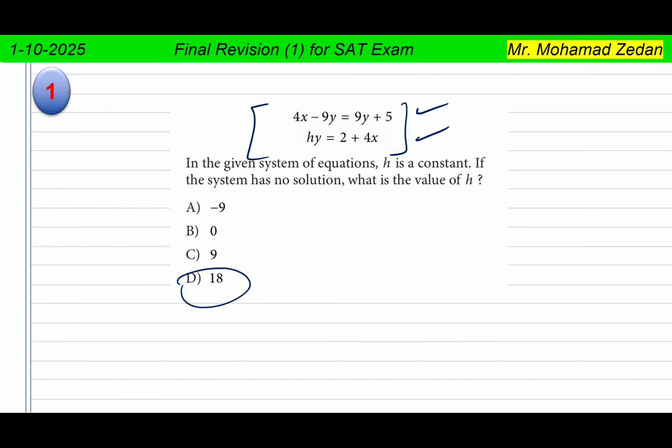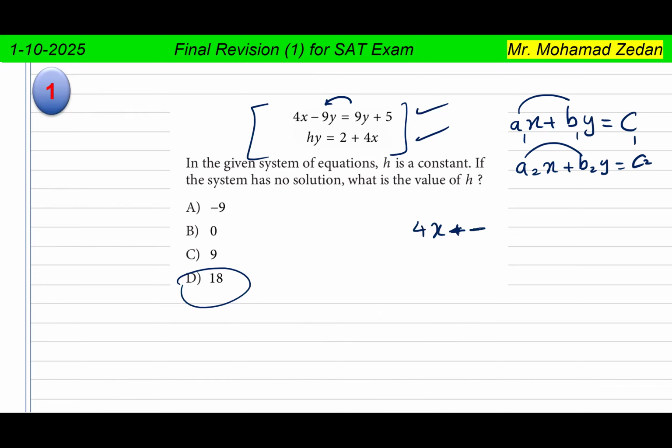Oh, yeah. I normally write the two equations in the general form like this. Any equation like this, ax plus by equals c, for example a1, b1, c1. Another equation, a2x plus b2y equals c2. These two lines are parallel if a1 over a2 equals b1 over b2. That's it. I do it like this proportion, I get 18 directly. If you want to solve it far from Desmos, you can write 4x minus 18y equals 5. And the other equation will be negative 4x plus hy equals 2.